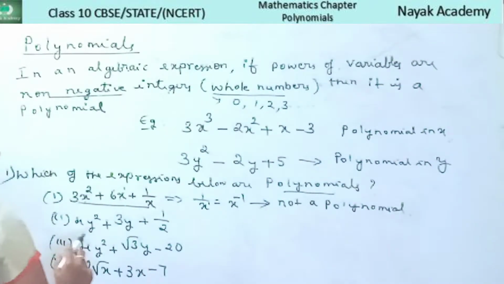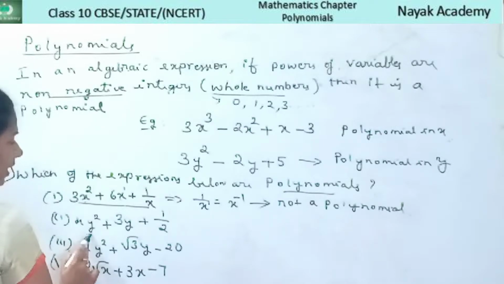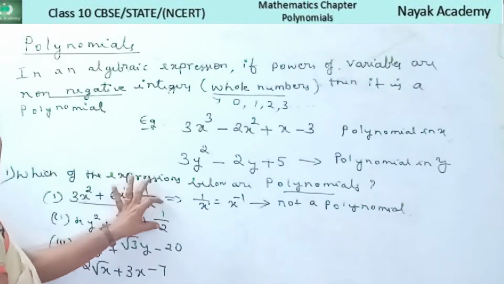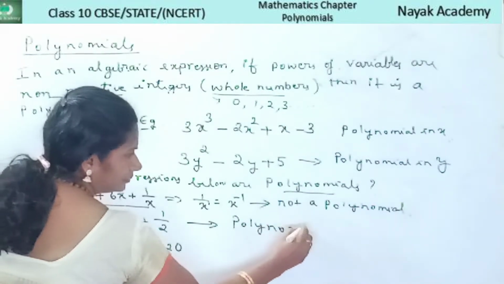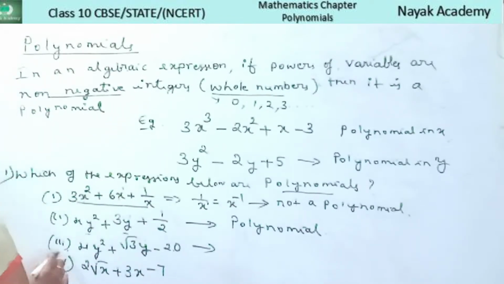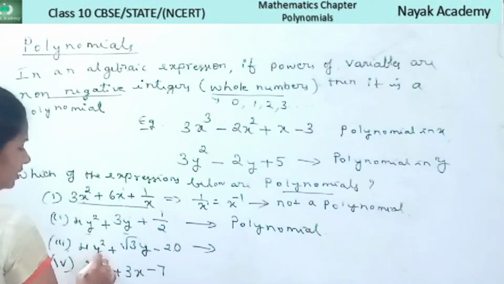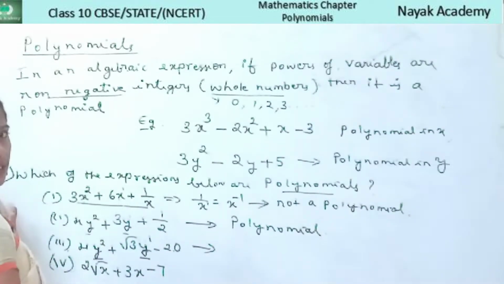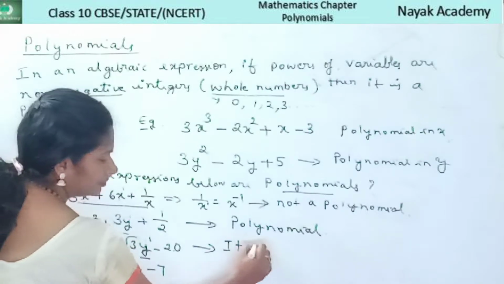See the second expression, 4y square plus 3y plus half. Which is the variable, children? Here y, and powers of the variable are whole numbers, 2 and 1. Here the constant is half, that's no problem. So this is a polynomial. Now here half is a constant, and half may be a rational number. Next, third expression, 4y square plus root 3y minus 20. Which is the variable, children? Here the variable is y, and the power of the variable is 2, and here the power of the variable is 1, so you can come to the conclusion that it is a polynomial.